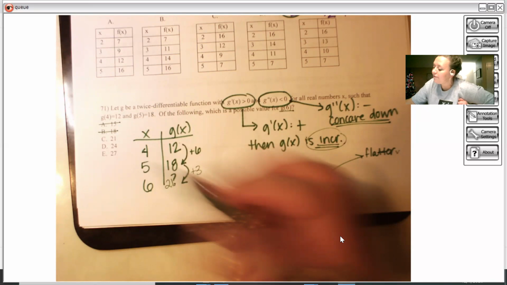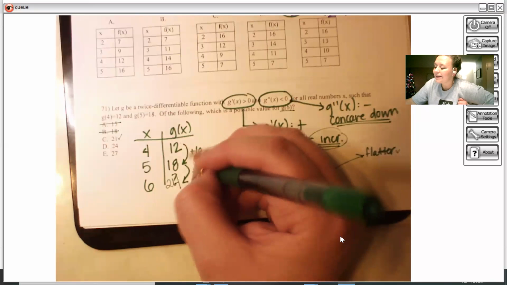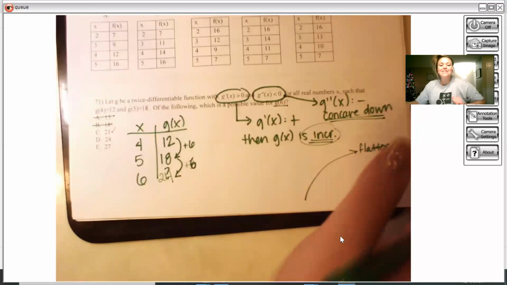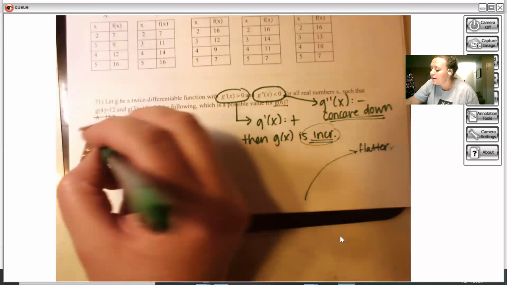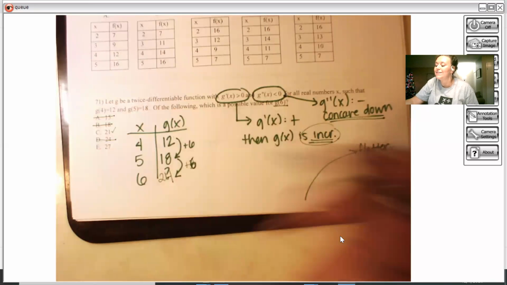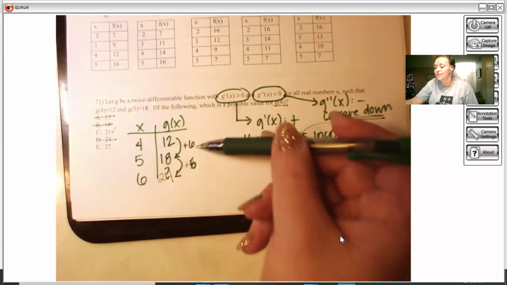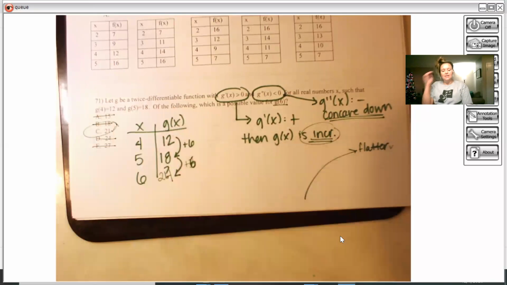If this is 24, I would have jumped 6 again. Is that really getting steeper or flatter? No, that's the exact same size jump. I'm going up the same amount over and over, not getting steeper or flatter, so that can't be right. And if I go to 27, I would have jumped 9 units, which is bigger than 6, which would have been steeper. So it has to be C.